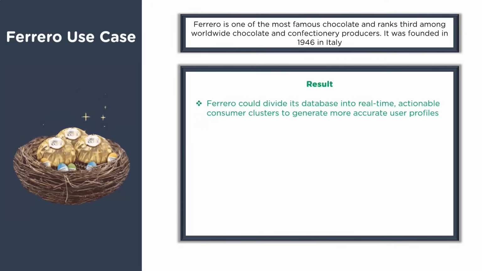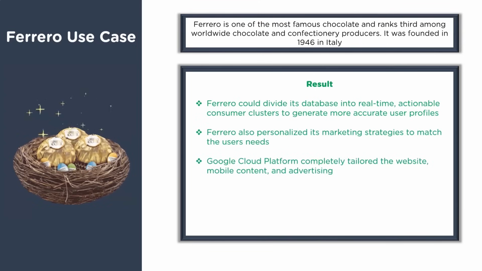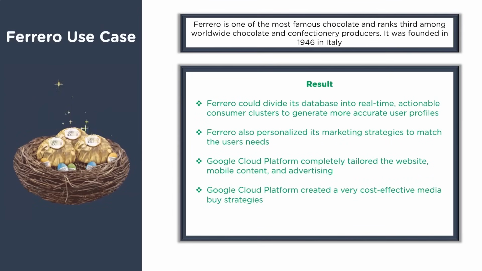They could divide their database into real-time, actionable consumer clusters to generate more accurate user profiles. Ferrero was also able to personalize its marketing strategies to match user needs. Google Cloud Platform completely tailored the website, mobile content, and advertising, and created a very cost-effective media buy strategy.